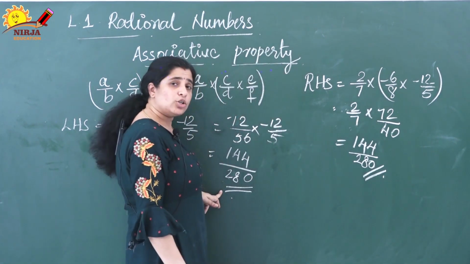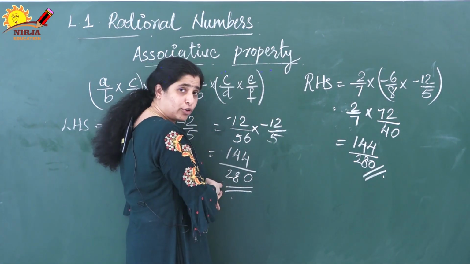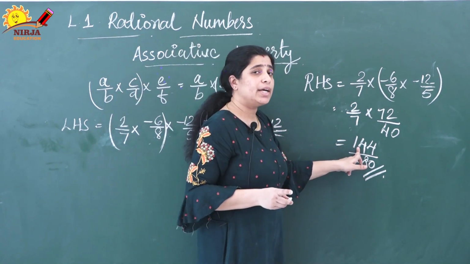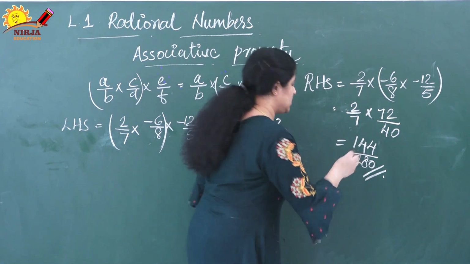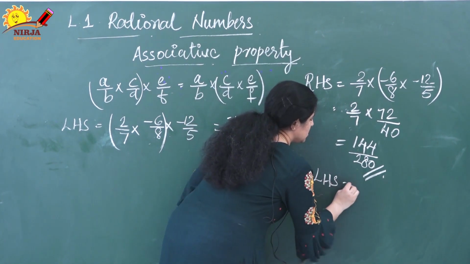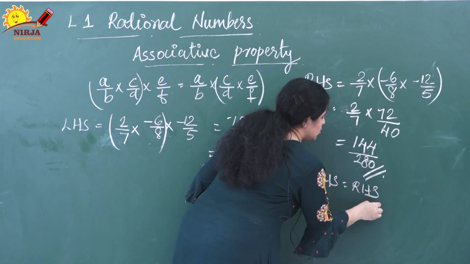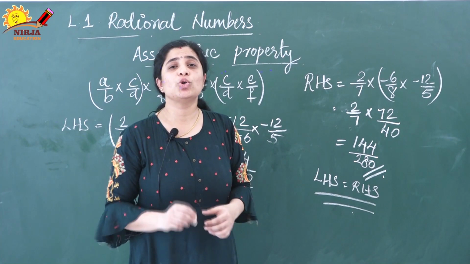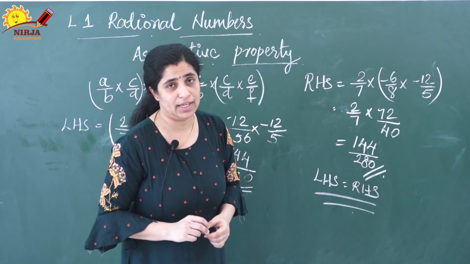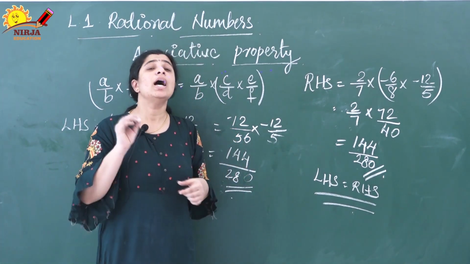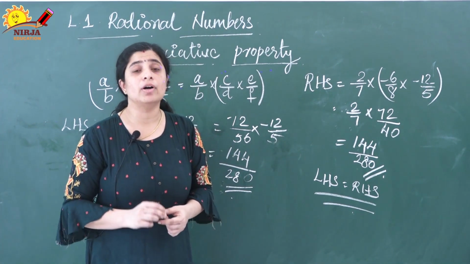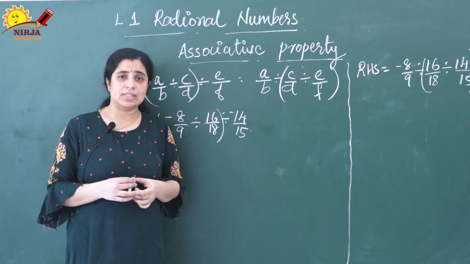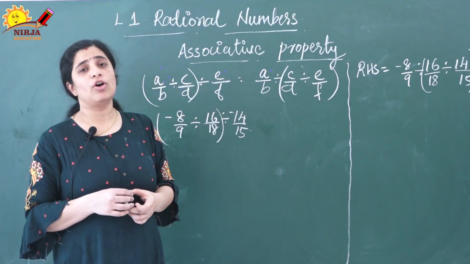See, here also you are getting 144 by 280, and here also you are getting 144 by 280. That means LHS is equal to RHS. So associative property is true in the case of multiplication of rational numbers. That means multiplication of rational numbers satisfies the associative property. Next we will discuss the associative property of division.